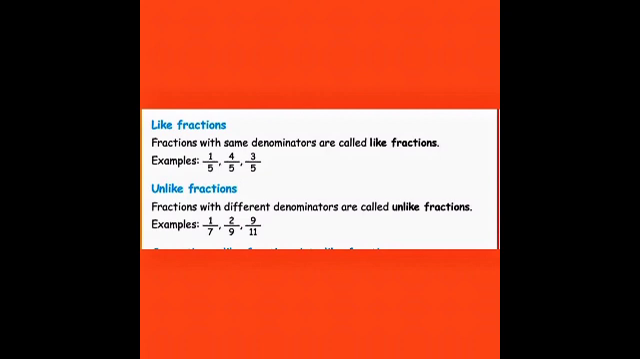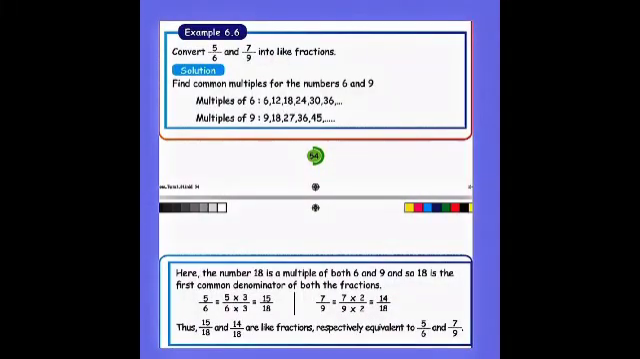Okay, now we are converting unlike fractions into like fractions. Example 6.6: convert 5 by 6 and 7 by 9 into like fractions. First we want to know the denominators, 6 and 9. We want to know their multiples, that is tables. Multiples of 6 are 6, 12, 18, 24, 30, 36. The same way multiples of 9 are 9, 18, 27, 36 and 45. Here the first common multiple is 18.